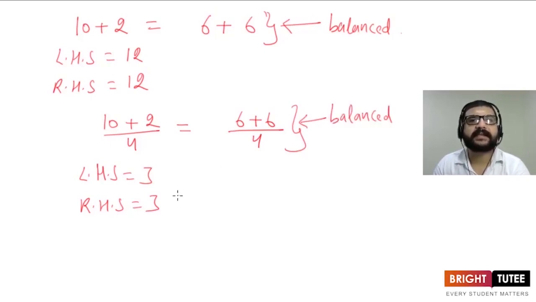So now here we have seen if we divide both the sides of a balanced equation with the same quantity, the equation will remain balanced only. So till now we have seen if we add or subtract or multiply or divide both the sides of the equation with the same quantity, the equation will remain balanced only. Till now we were adding, subtracting, multiplying or dividing both the sides with the same quantity only. Now let's try something else.